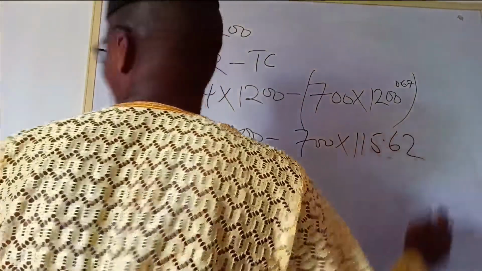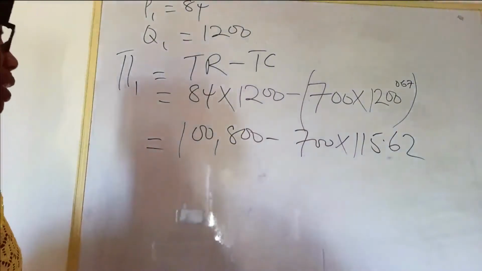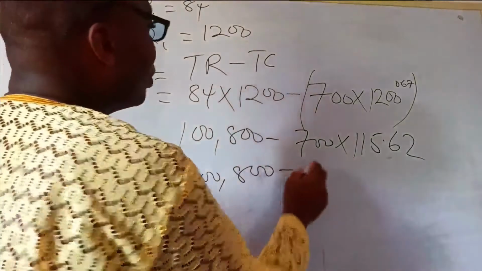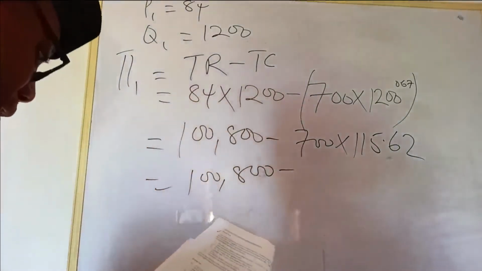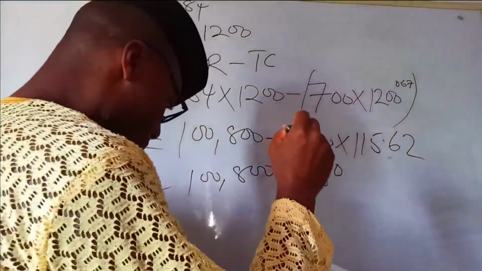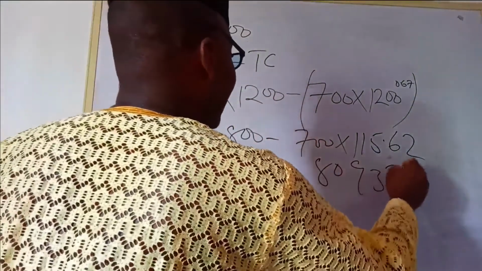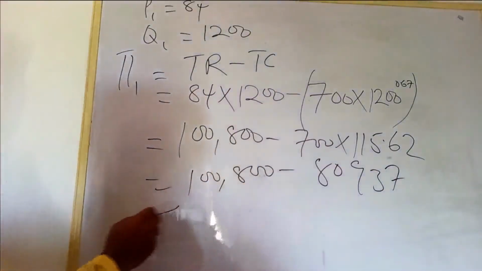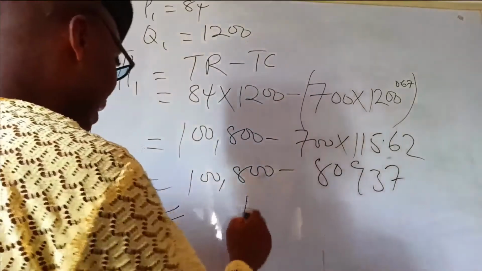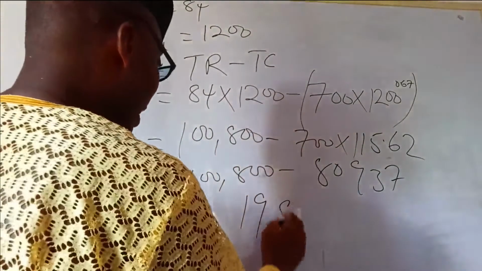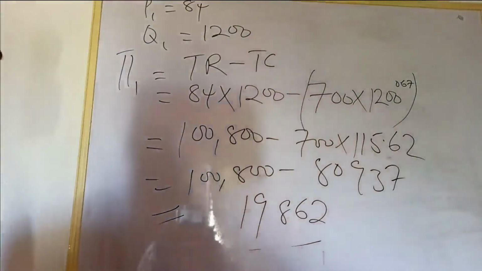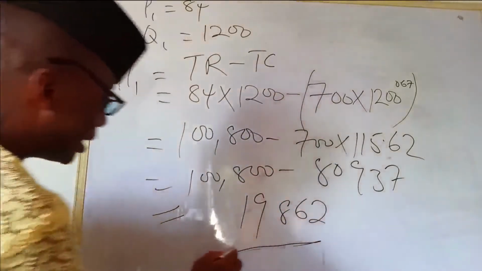115.62. You've opened the bracket. Now 100,800 minus 700 times 115.62, you get 80,937. So when you take this out of this, you end up having 19,862. Now the question is, should the firm accept to embark on this option?